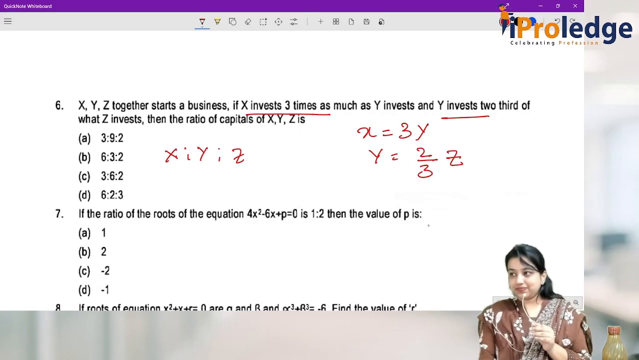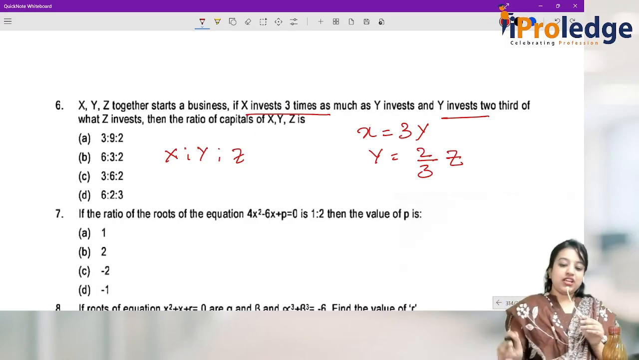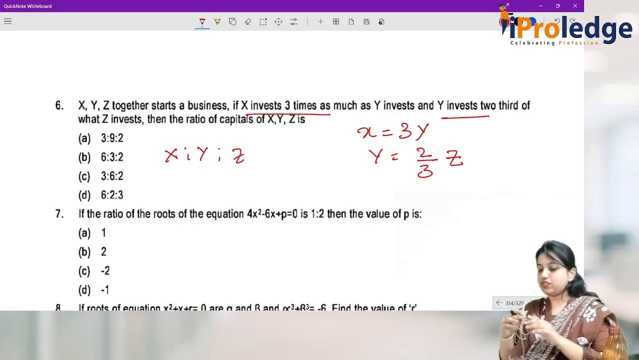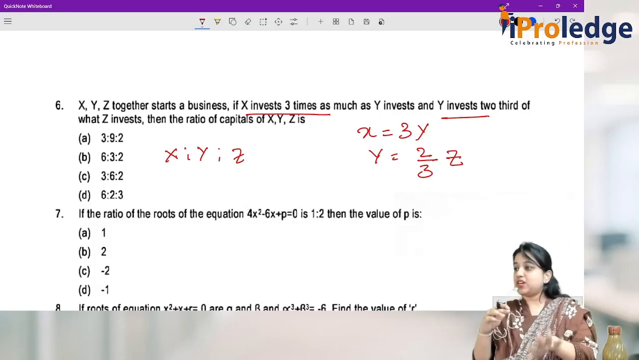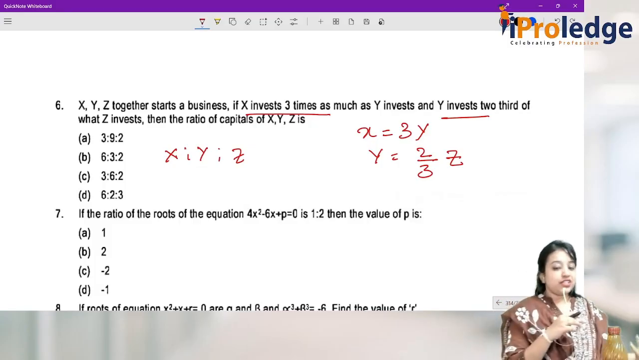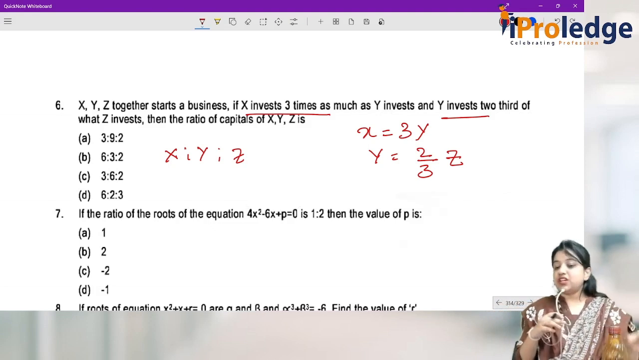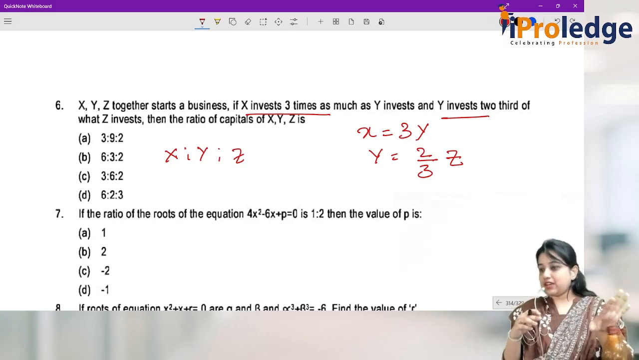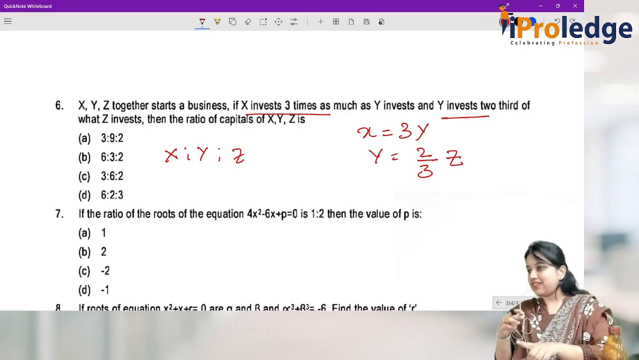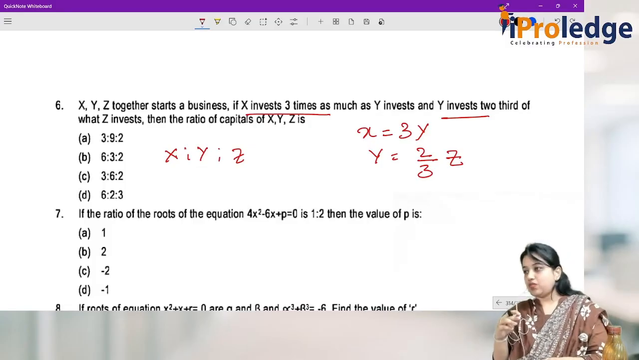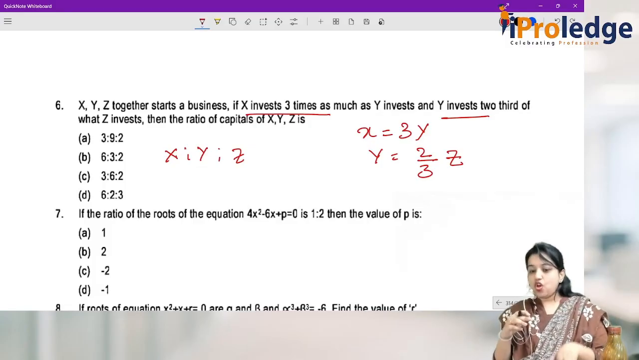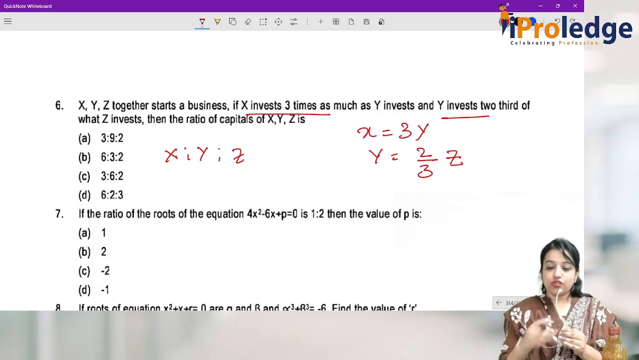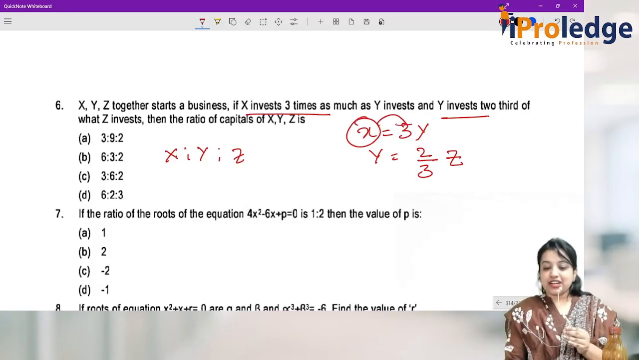Correct? So now you have to tell me these three in terms of x, or in terms of y, or in terms of z. In all three, either x should be there, or y, or z. Now see, in place of x I can replace it as 3y.